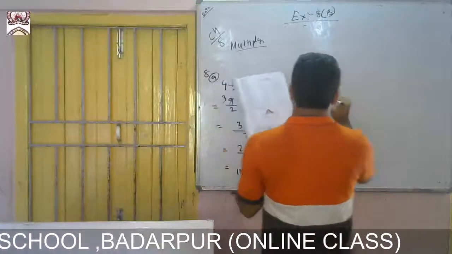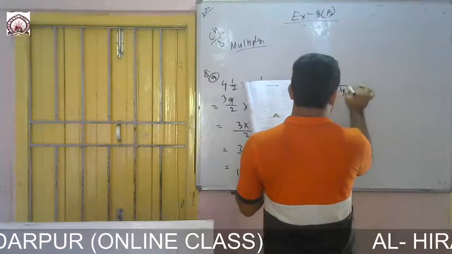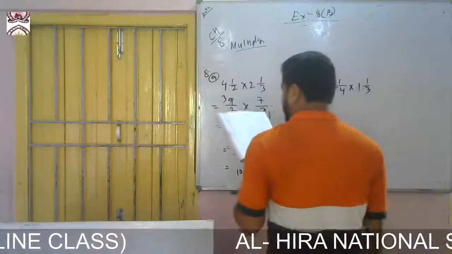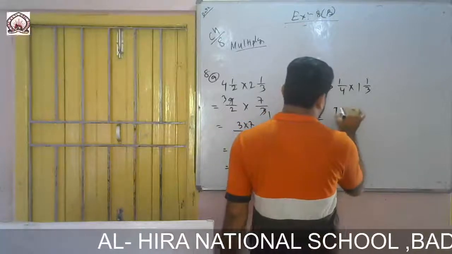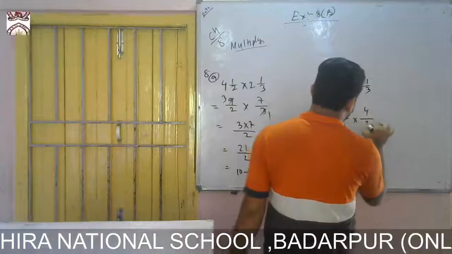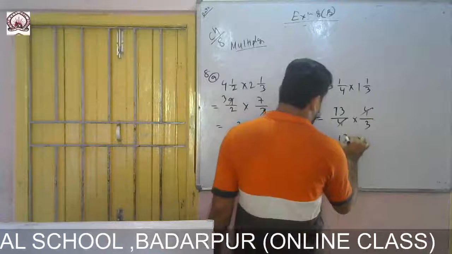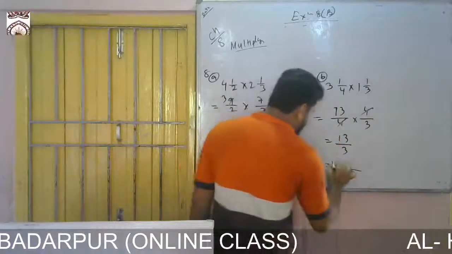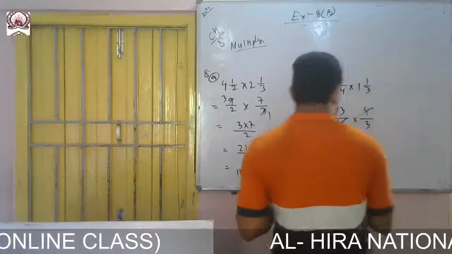Now come to question number B. So in B what is there? 3 1 by 4 into 1 1 by 3. So what? 3 4 are 12 and 1 13. 13 by 4 into 3 1 are 3 and 1 4. 4 by 3. So 4 4 will get cancelled and remain what? 13 by 3. Now what? You divide it. 3 4 are 12 and 1. Okay, 13. 4 1 by 3 is the required answer.